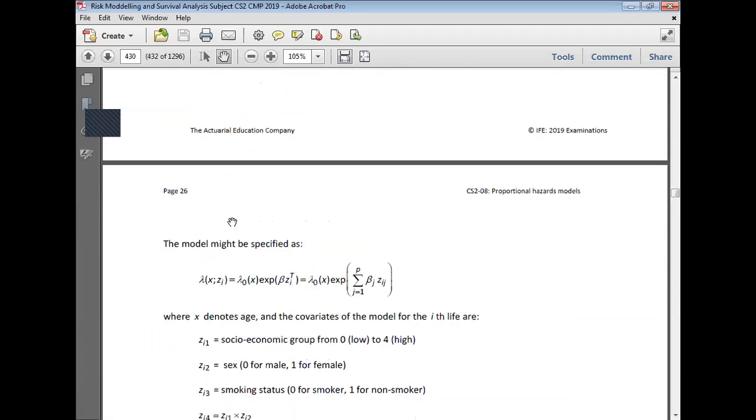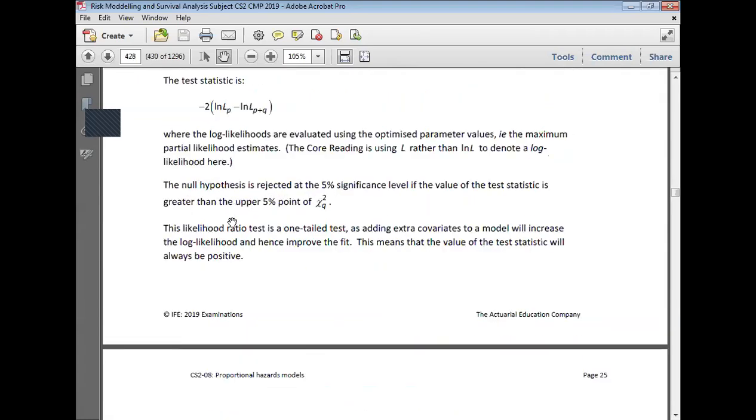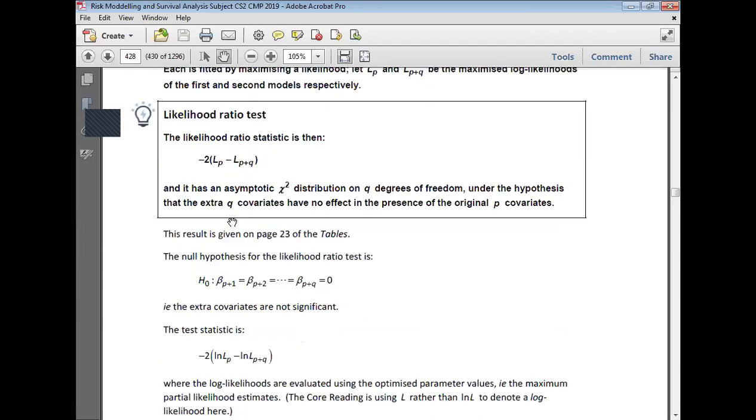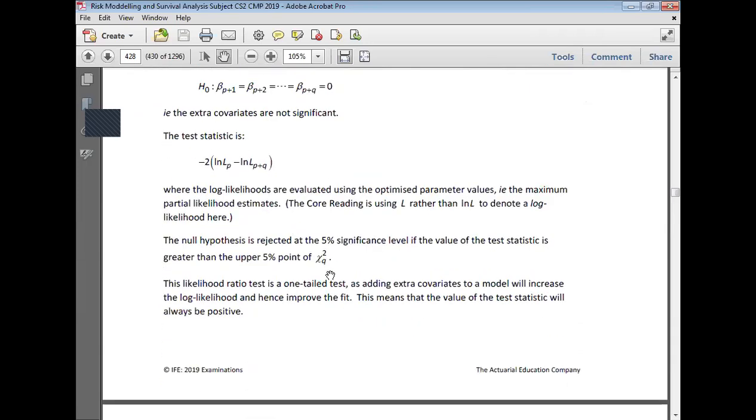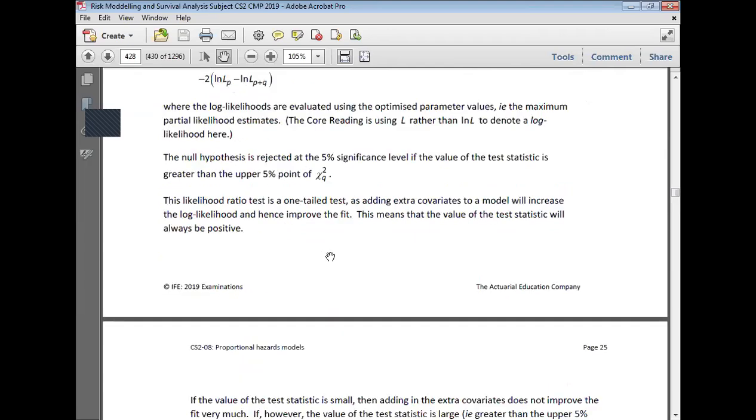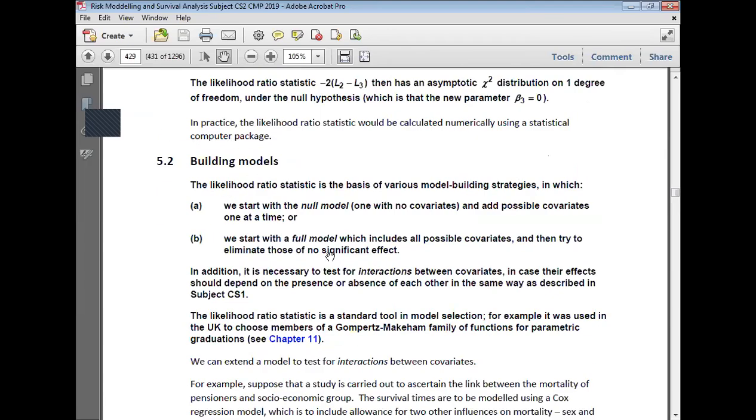So again, whenever we're looking at a chi-square distribution, we have to figure out the degrees of freedom. And the degrees of freedom will be the difference between the number of covariates here. So we have P plus Q minus P, so Q. So you will compare this with the chi-square with degrees of freedom Q.